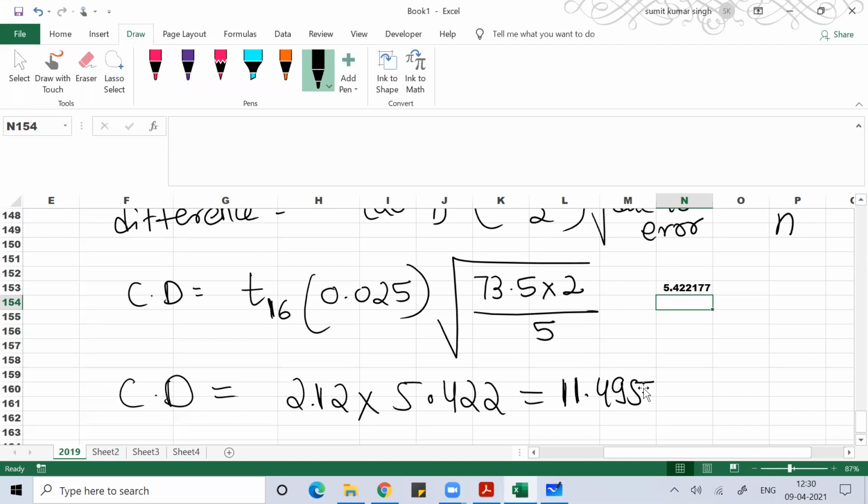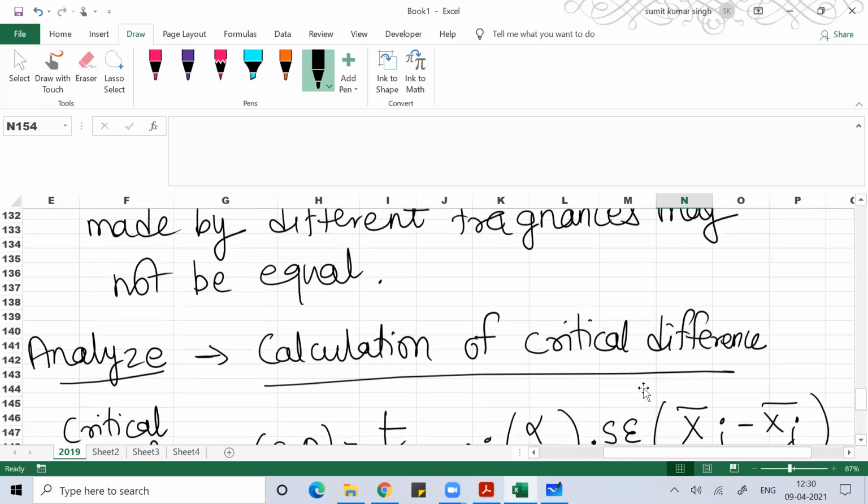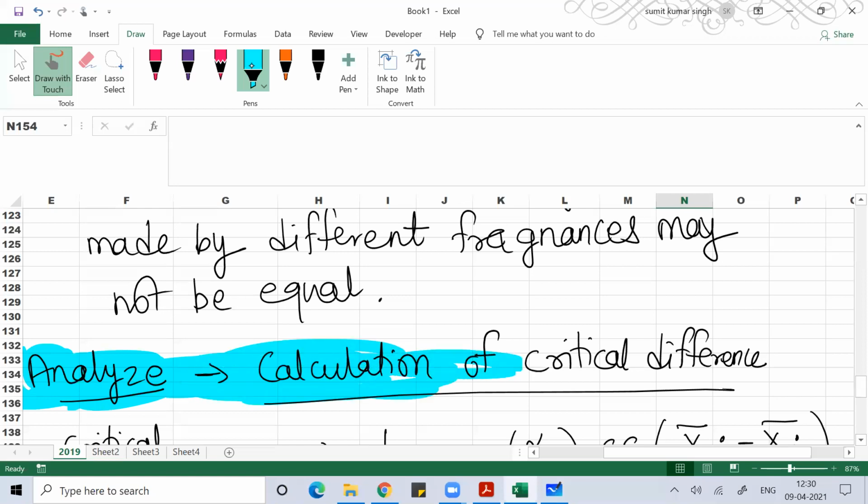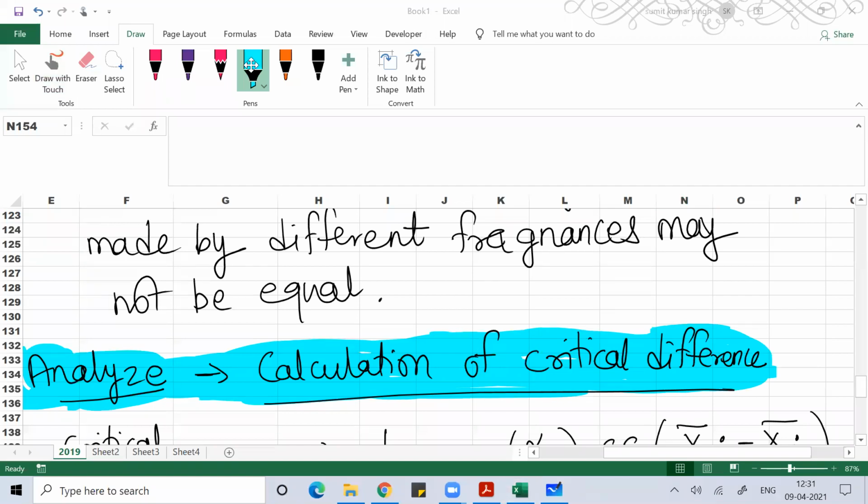Understand why we use this critical difference: when we are rejecting the null hypothesis. In the last problem in class, the zoologist problem, we accepted the null hypothesis, and if you accept it there's no problem. Problem happens whenever you reject the hypothesis. When rejecting the null hypothesis, we need to give the reason why, and that analysis is called the analysis of critical difference.